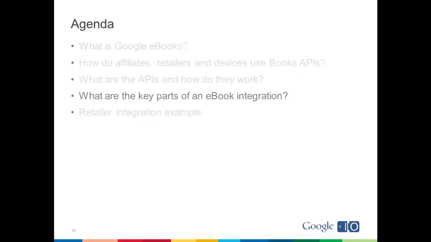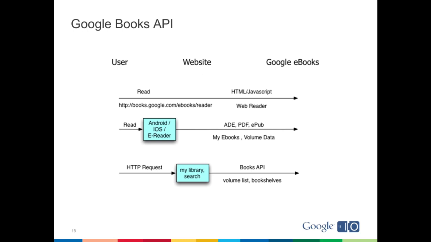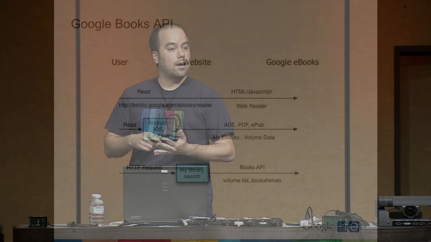So what kind of integration do we have at the ebook level? What are some of the calls people are actually going to be making? On behalf of a user, we have these calls here. So we have the reading operations. They typically read either on the HTML side, the JavaScript side, if they're using the JavaScript reader. And then they can also read on devices, right? So we have Android, iOS, and e-ink devices, where they actually read the PDFs or EPUBs.